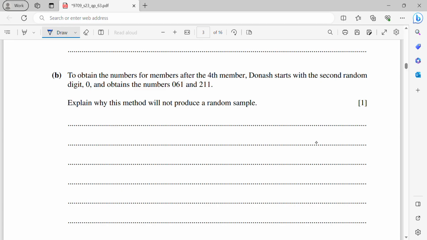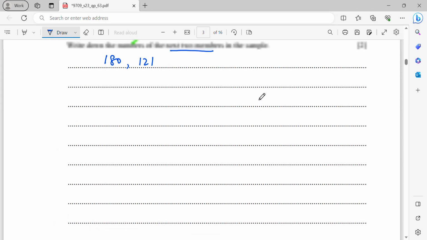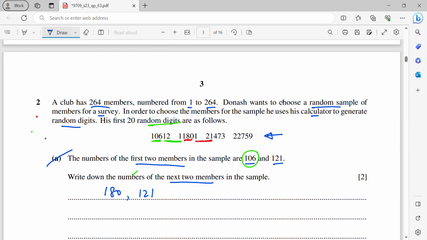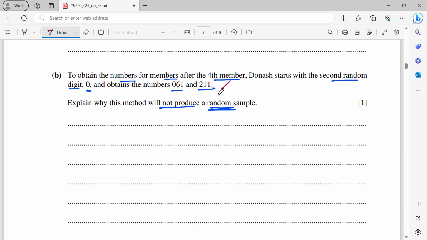Okay, now B, to obtain the numbers for the members after the fourth member, Donesh starts with the second random digit, 0, and obtains 061 and 211. Explain why this method will not produce a random sample. Okay, so let's look at the 061. So it means that now he starts with these three numbers. After that, 211. So these are the two numbers.